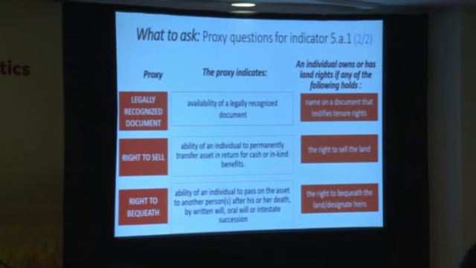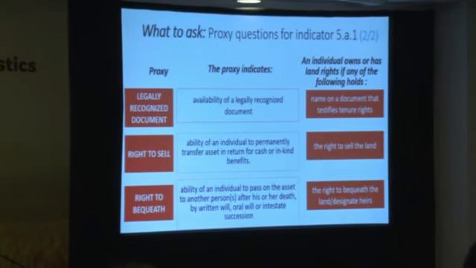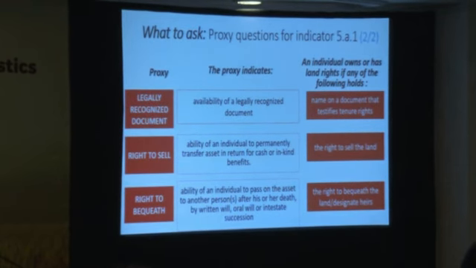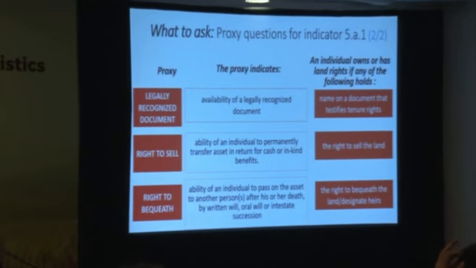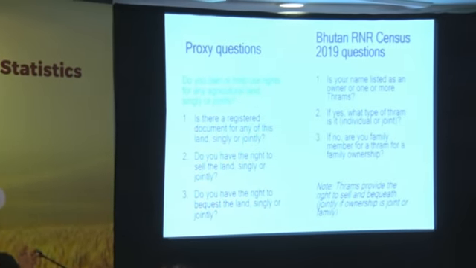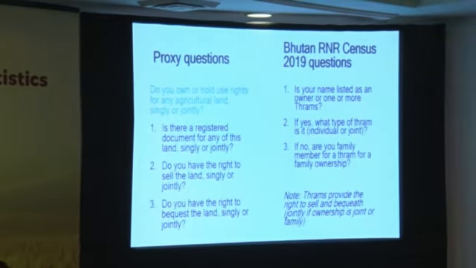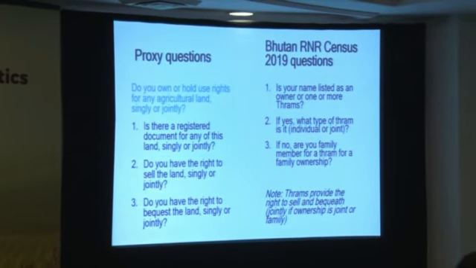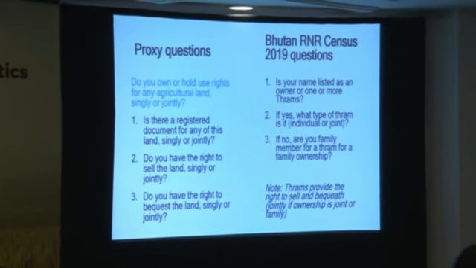In some areas, the types of documents are listed. You'll find, when Manisha continues, that that wasn't necessary in Bhutan because it has a well-developed registry system with one type of legal system for ownership. The second question, on the right to sell, was: do you have the right to sell your land, either singly or jointly? And the third is: do you have the right to bequeath or designate your heir, either singly or jointly? So with these three questions on the left-hand side that are used to measure ownership or secure rights, the government of Bhutan looked at their own land registry system and translated it based on the system that exists, the system of thrums. And I will give the mic back to Manisha to continue.